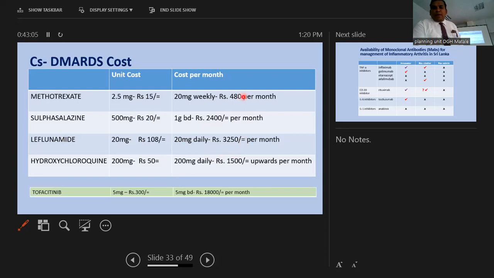So it's very important that if we are giving a private prescription or even for the government health budget, if we are starting on leflunomide and hydroxychloroquine, there is an added burden on the government budget. So always it's important to start on methotrexate if there are no contraindications. And never Janus kinase inhibitors, 5 milligram BD, the optimal dose would cost about 18,000 per month.